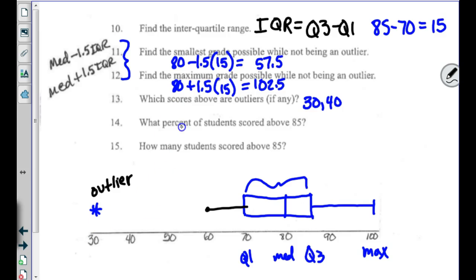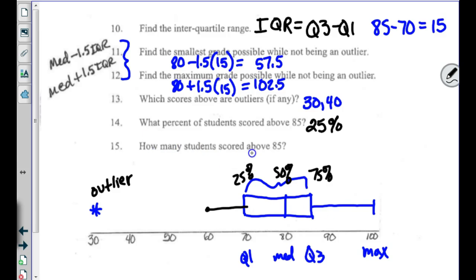Okay. So what percent of the students scored above an 85? If this was Q3, what percent are above that? Do you remember the definition? This is 25th percent, 50th in the middle of the box, 75th. So what percent are above 75%? Yeah. Each whisker represents 25% of the data.